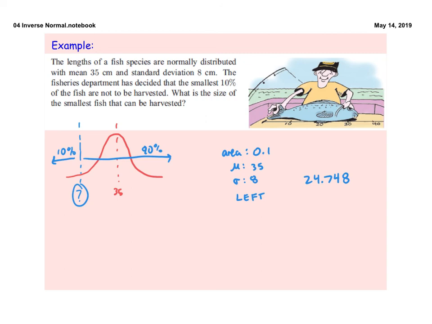So what is the size of the smallest fish that can be harvested? Then we would say, okay, that's got to be 25 centimeters. And I know it looks like, again, we're rounding, but you would want to make sure that you were on this side, right, of the appropriate measurement for harvesting the fish versus the left side of that.